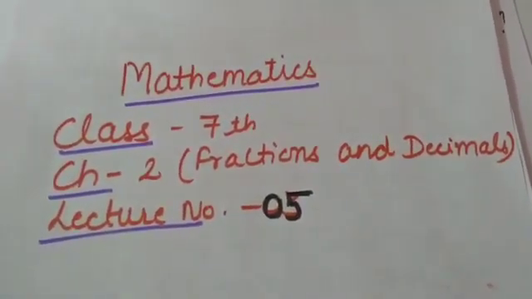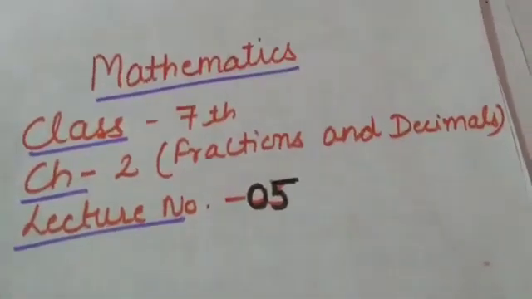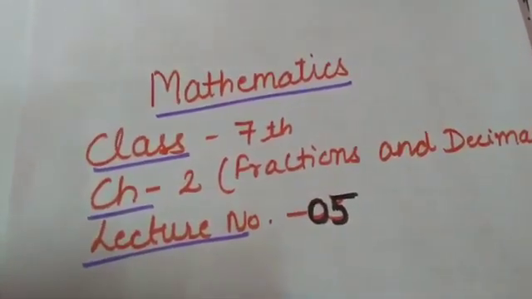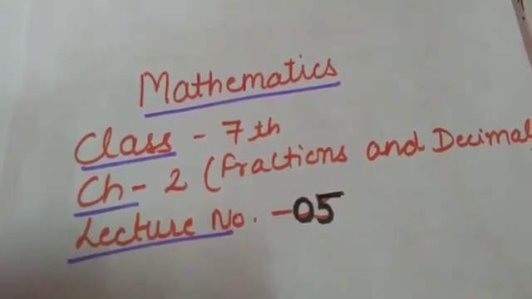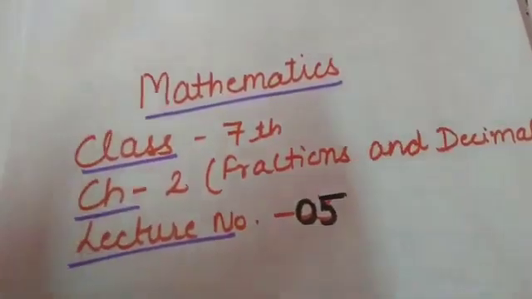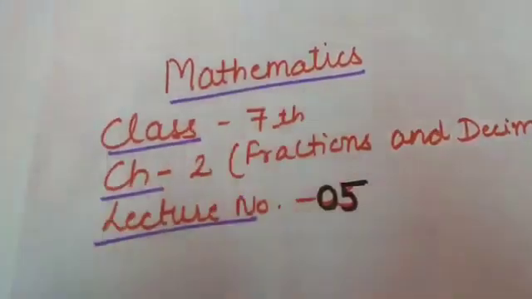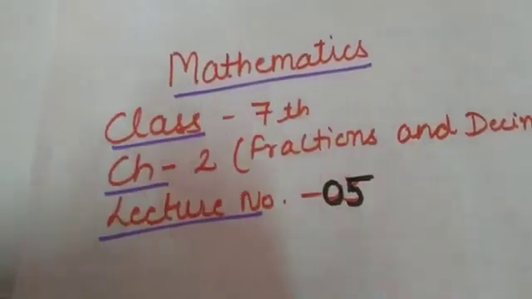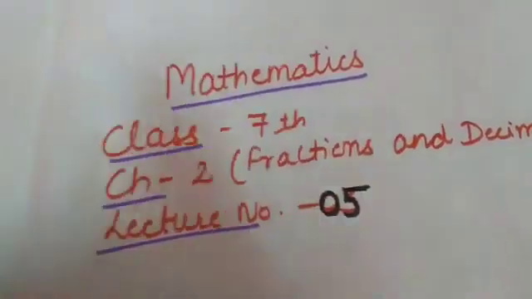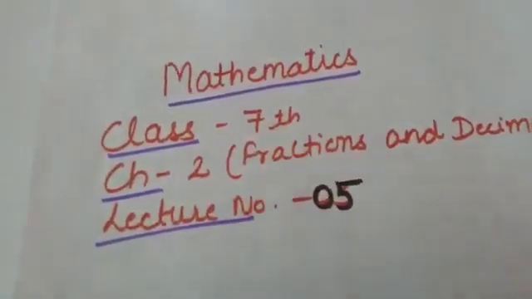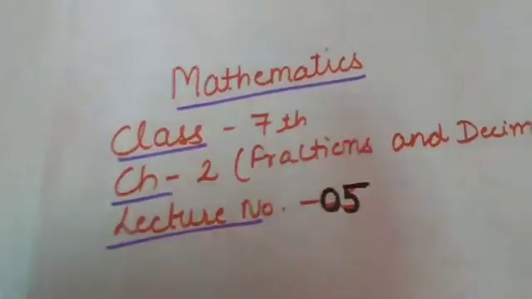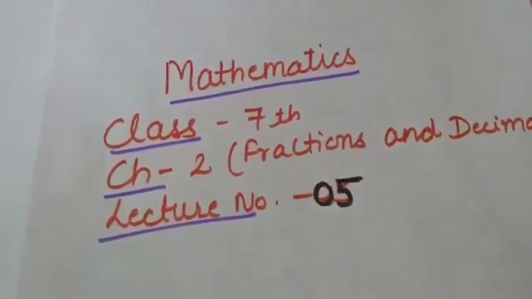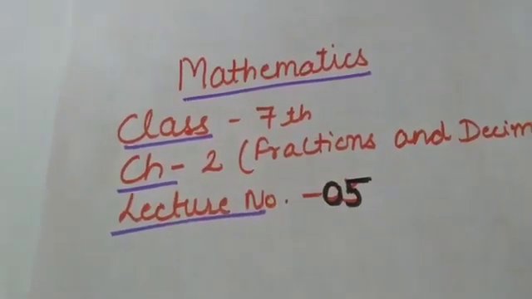Before division of fractions, let me ask you one question, or you can say in the form of an example. Suppose John has a paper strip of length 6 cm. He cuts this strip into small strips of length 2 cm each. Now you know how many strips he will get. He will get 6 divided by 2, that is 3 strips. This is only the division of whole numbers.